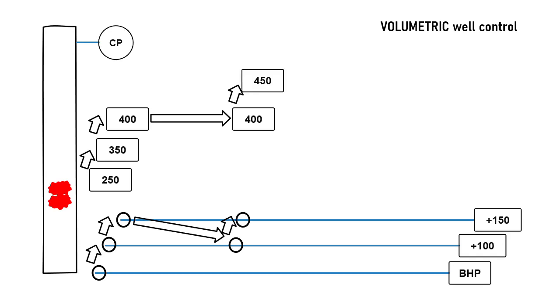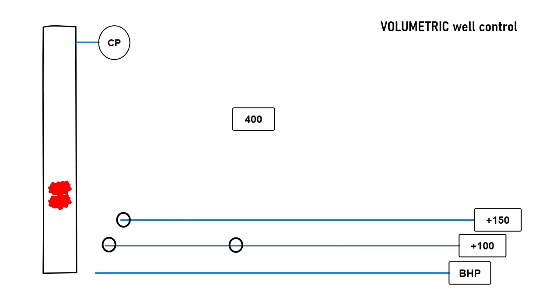Repeat the process: shut in the well again. Casing pressure increases by 50 psi, to 450 psi, while the bottom hole pressure also increases. Then slowly bleed off again, maintaining casing pressure constant at 450 psi.